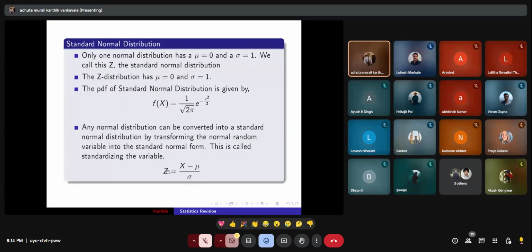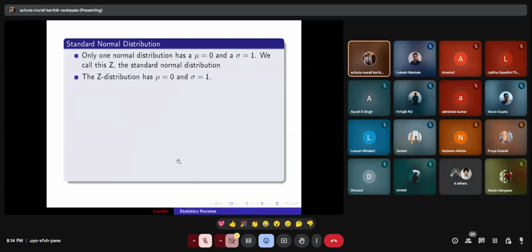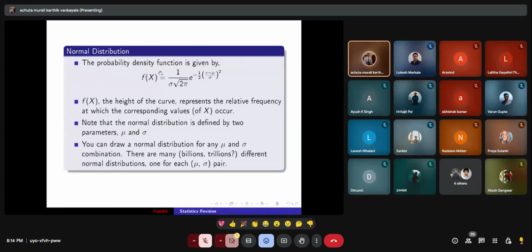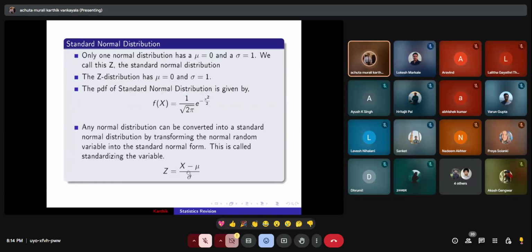Since x is a normal distribution, any arithmetic modifications like x plus some constant or x divided by some constant will all result in normal distributions only. You can mathematically prove that. Maybe here you can take y equal to x minus mu by sigma. So x will be sigma y plus mu. You can substitute that here, and you will get the standard normal form. So this is called standardizing the variable.